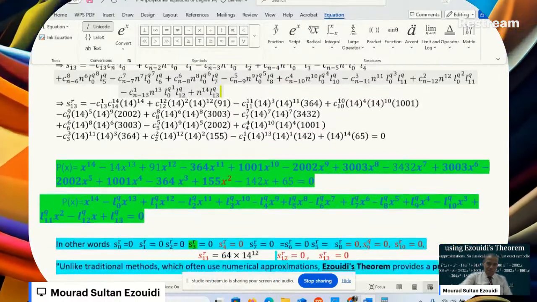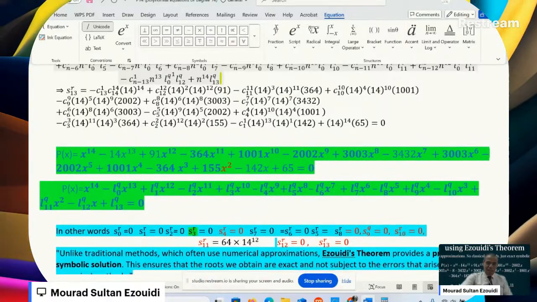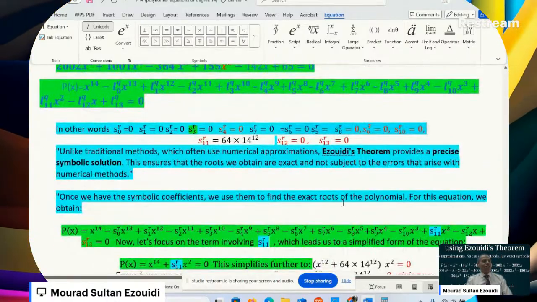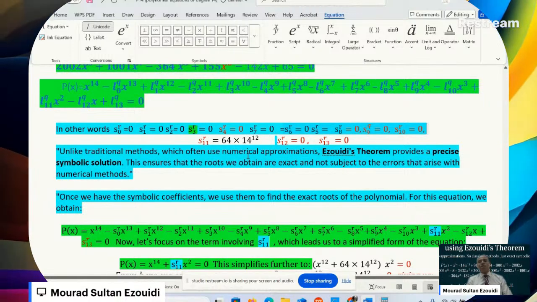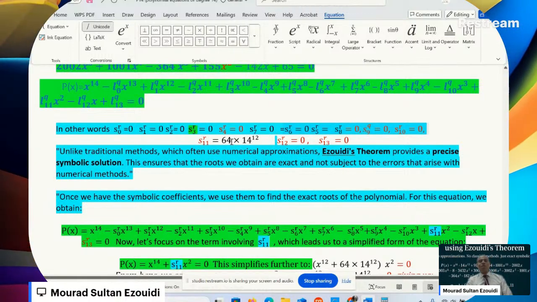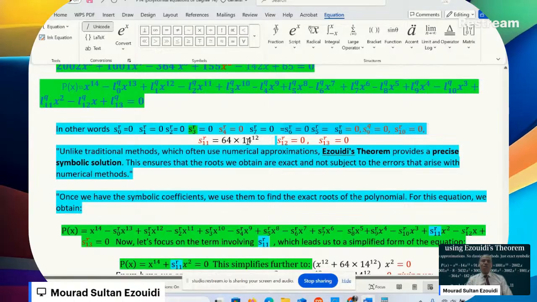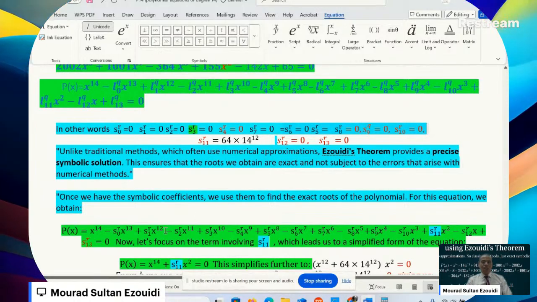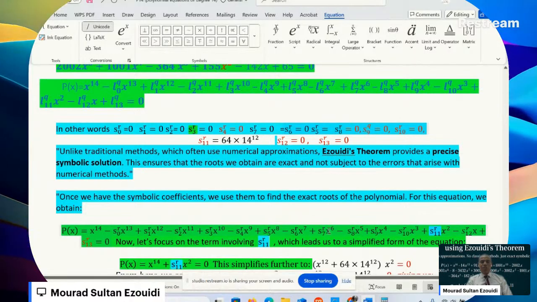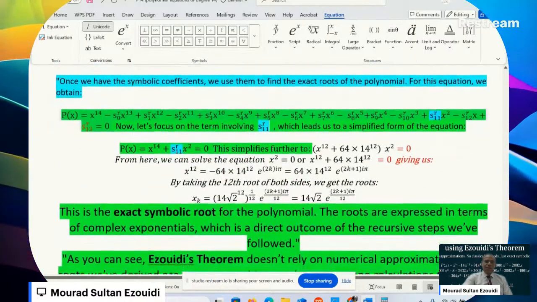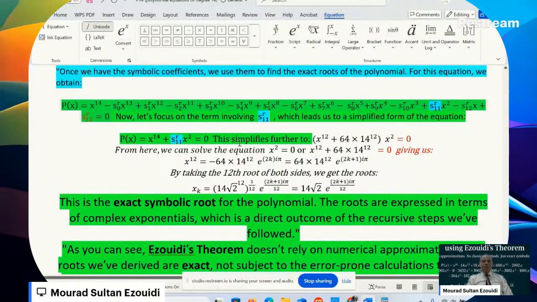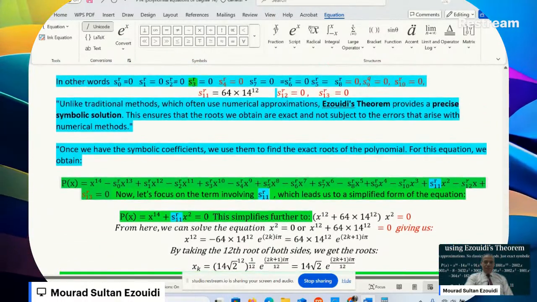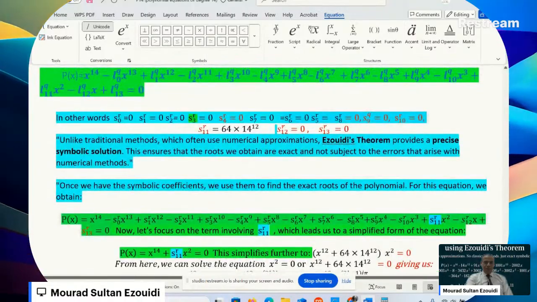Here we summarize that all the S subscript k minus 1 equal 0. Therefore S11 equals 64 times 14 raised to the power 12. Now I will write my new 14th degree equation in terms of S subscript k minus 1. Let's start from here.